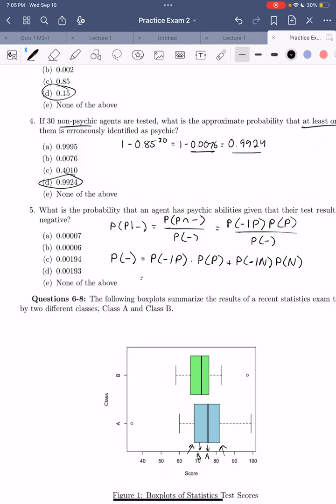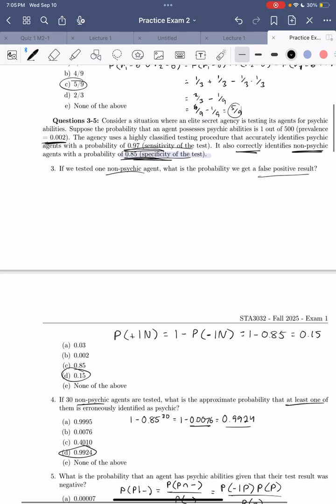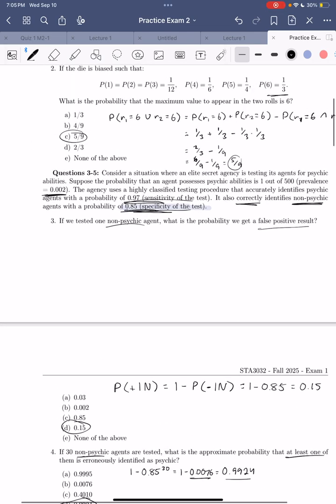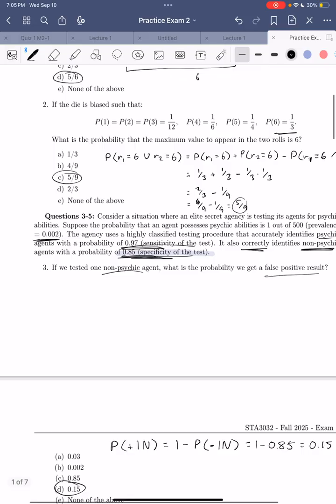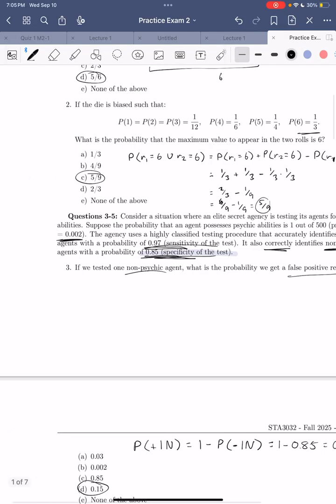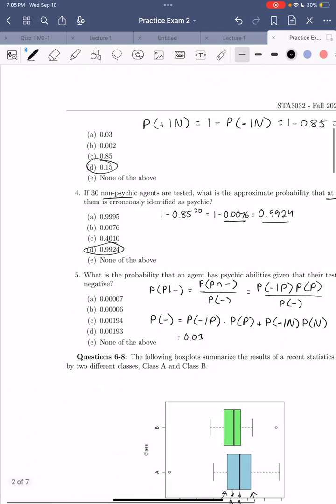So the probability that they're negative given that they're psychic. Given that they're psychic, the probability of accurately identifying it is 0.97. So the probability of inaccurately, or having a negative result, would be 0.03. And then here we have the probability of being a psychic is 0.002.